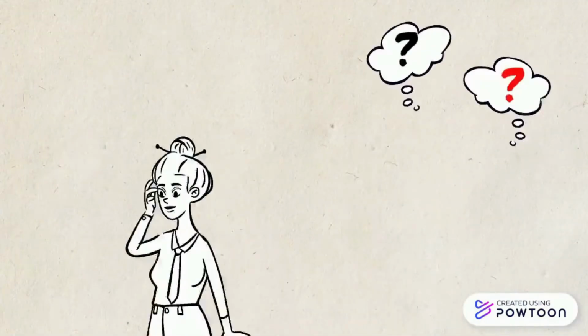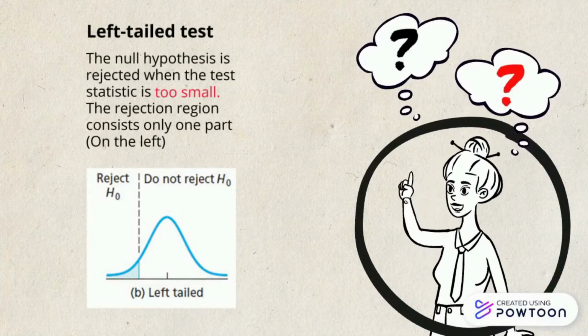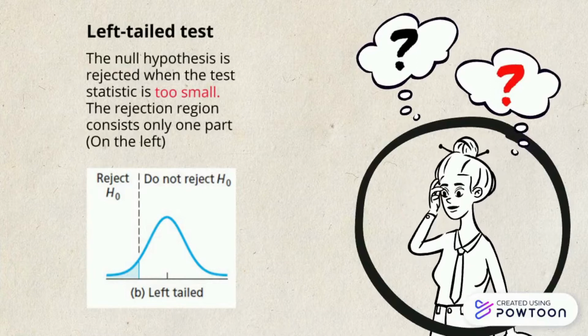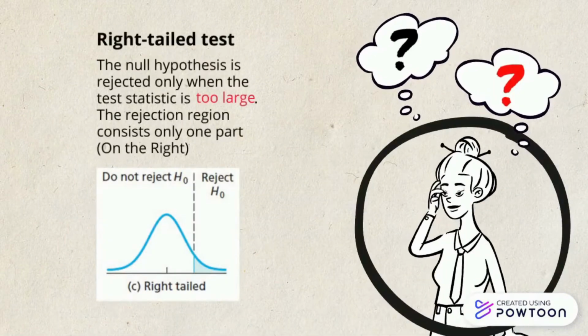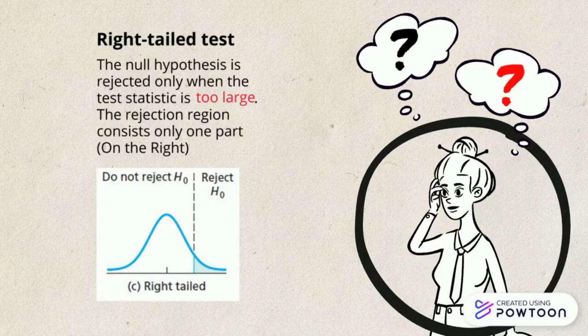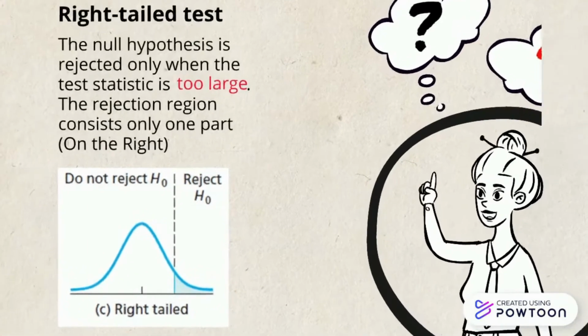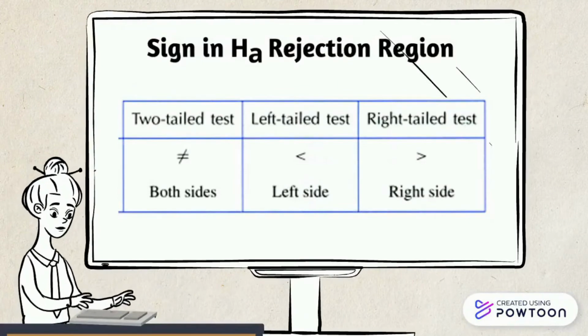For the left-tailed test, the null hypothesis is rejected when the test statistic is too small. The rejection region consists of only one part, on the left. For the right-tailed test, the null hypothesis is rejected only when the test statistic is too large. The rejection region consists of only one part, on the right. Next is the sign in the alternative hypothesis and the rejection regions.